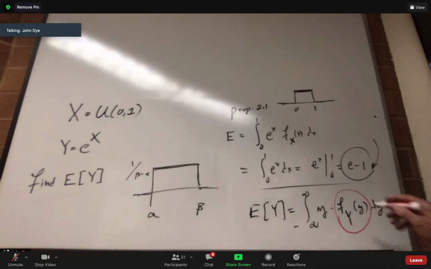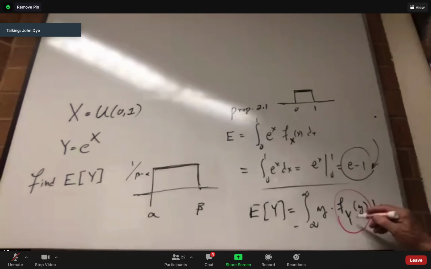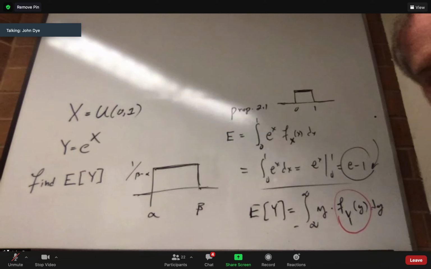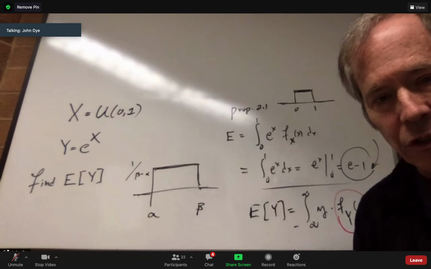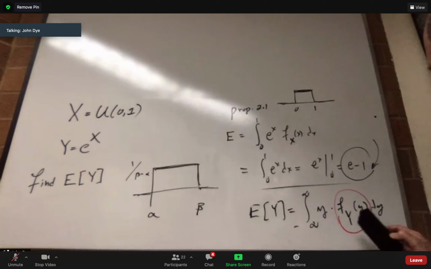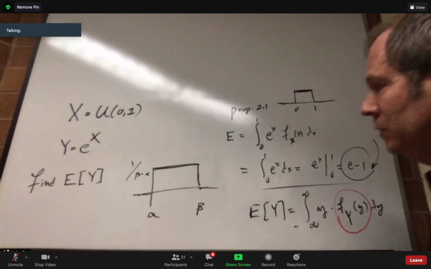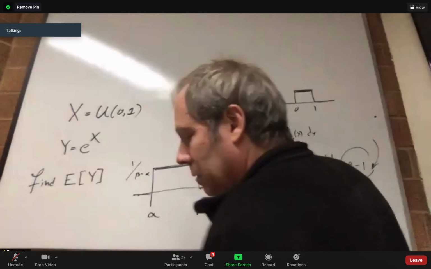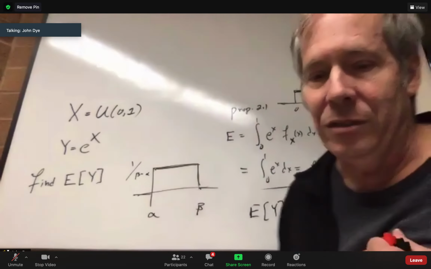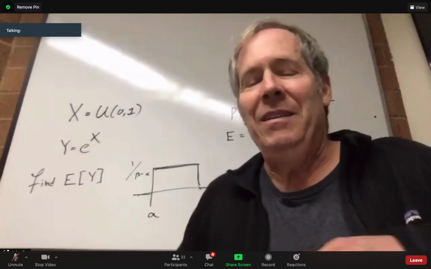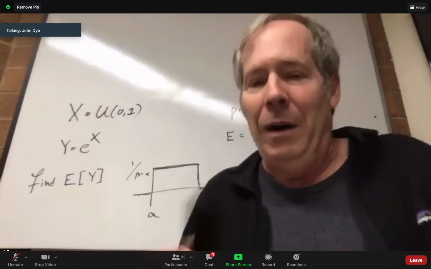So how do you get that creature? How do you get that density? Does anybody want to suggest a way to do this? I mean, you want this density, so how do you get a density? Taking the derivative of the CDF? Yes, that's the technique. And it seems like too much to do about nothing, right?